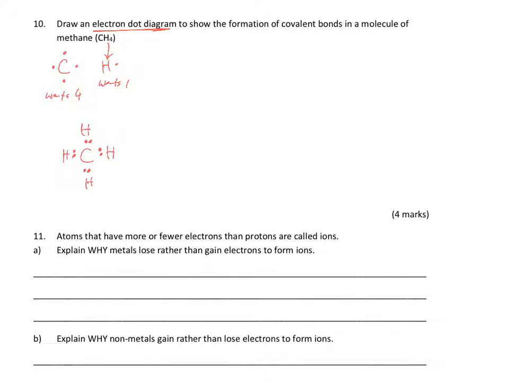Then change the 2 dots to a line, as indicated in the lesson. So now you show covalent bonds with a line, and it's going to look like this. Alright, so that's how you show the formation of covalent bonds in a molecule like methane.